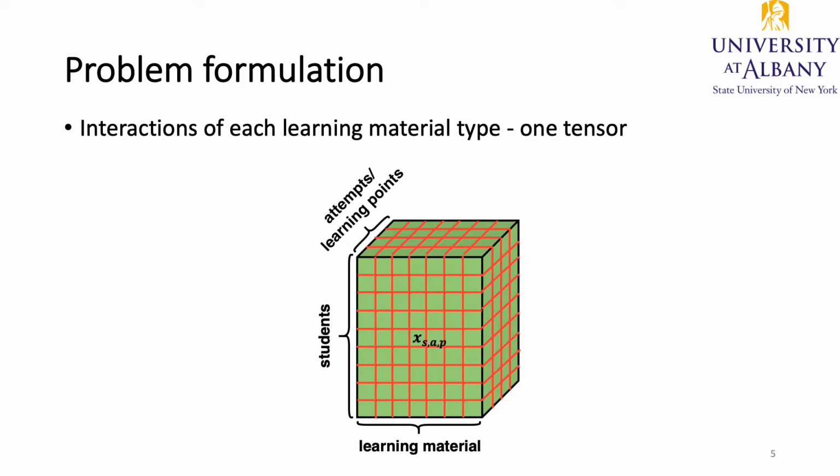For each learning material type, we represent students' interactions in a tensor. Our tensor has 3 dimensions: students, learning materials, and attempts or learning points. Each element in the tensor is an interaction of a student at an attempt of a learning material. For example, suppose the tensor is for students that are trying quizzes. This X_SAP represents the score of student S at attempt A with quiz P.